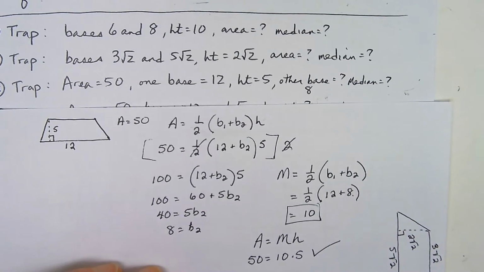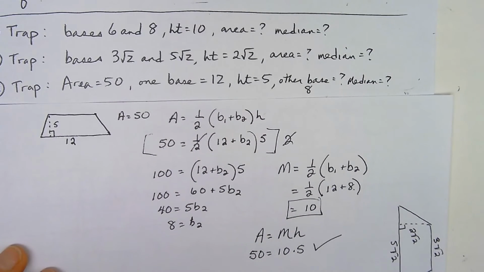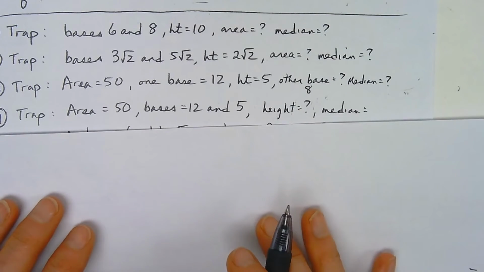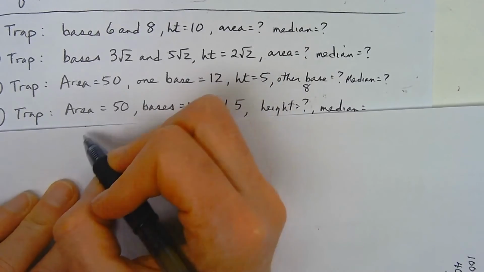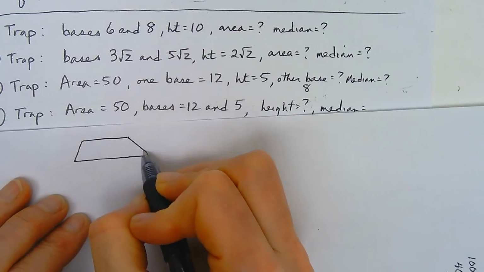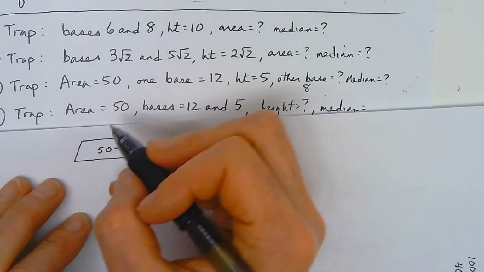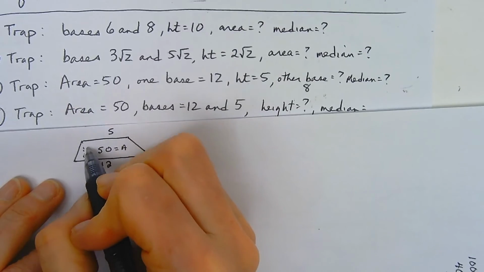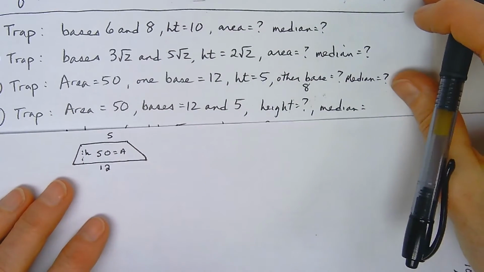Alrighty. That was number 8. Number 9. The area of a trapezoid is 50. This is 50 in here. The bases are 12 and 5, and the height is what? What is the height? Okay, once again, we can use the formula.